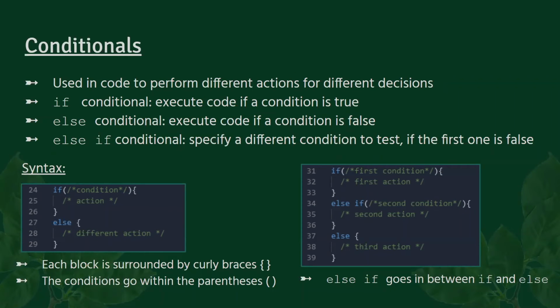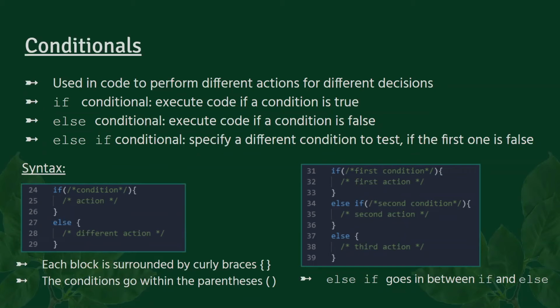Conditionals. Used in code to perform different actions for different decisions. So: if, else, else if. These are going to become your best friend, especially as you move into more complex coding. They work as a team of three.